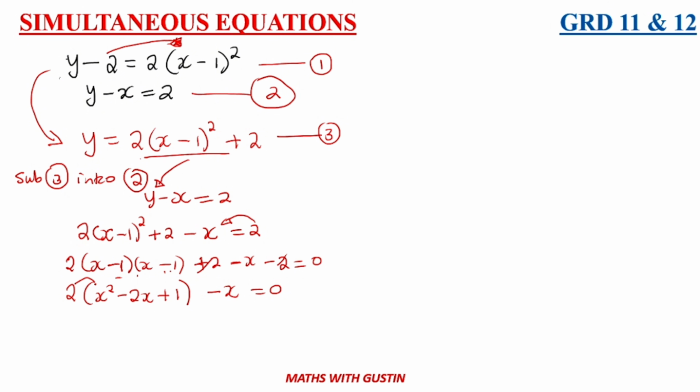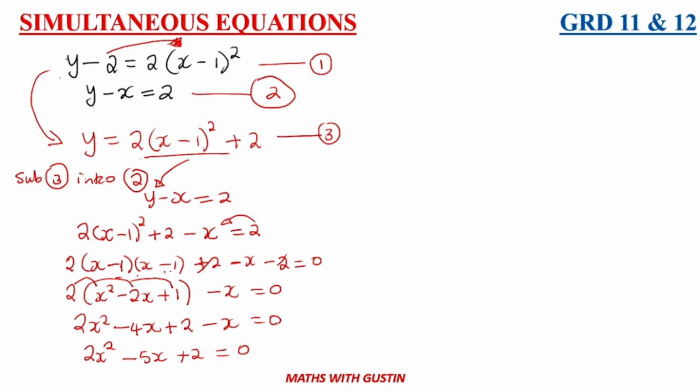So therefore, we're going to remove the bracket here by multiplying by 2. 2 must multiply everything that is inside the bracket. So it's going to be 2x squared. 2 times -2x is going to be -4x. 2 times 1 is going to be plus 2. -x is equal to 0. So therefore, to simplify this, we have 2x squared negative 5x plus 2 is equal to 0.